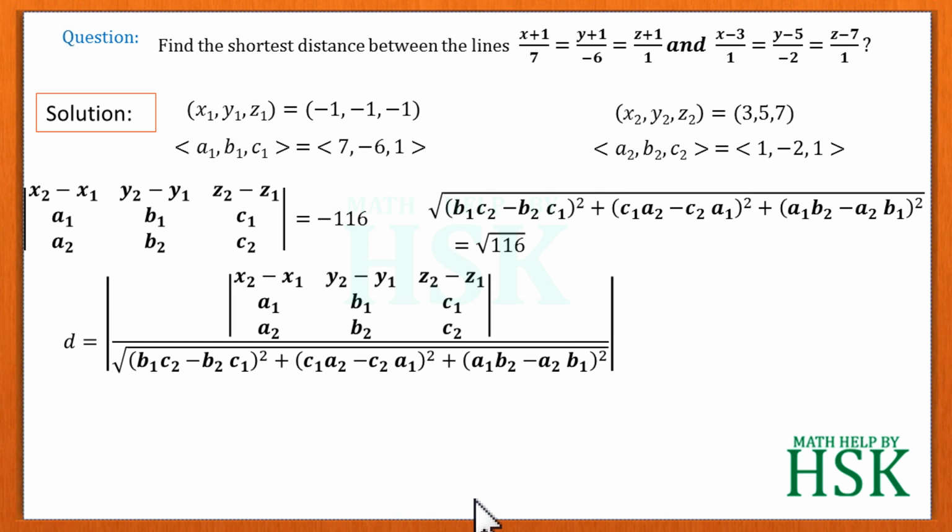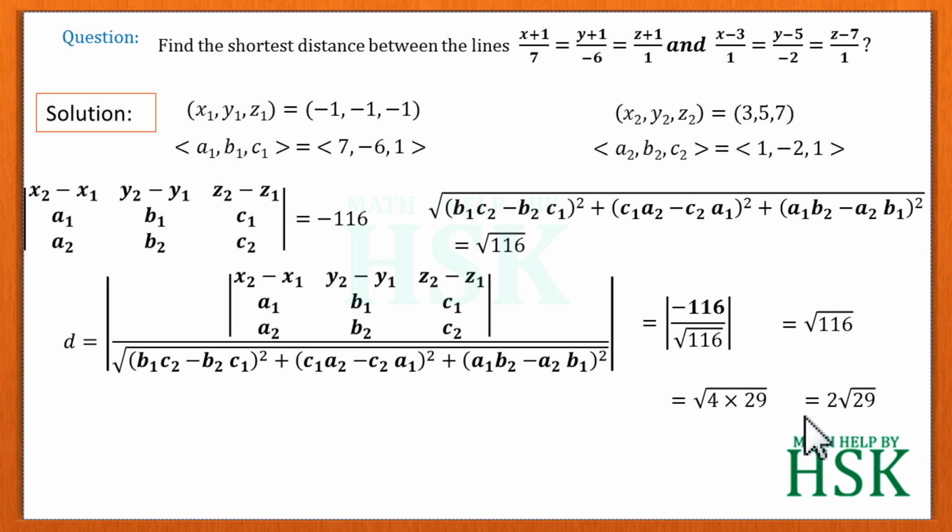Now we are going to place the value here. So this will be equal to the modulus of -116 upon square root of 116, or simply the square root of 116, which can be written as square root of 4 into 29, or 2 root 29, which is the required answer. So this is how we are going to solve this question.